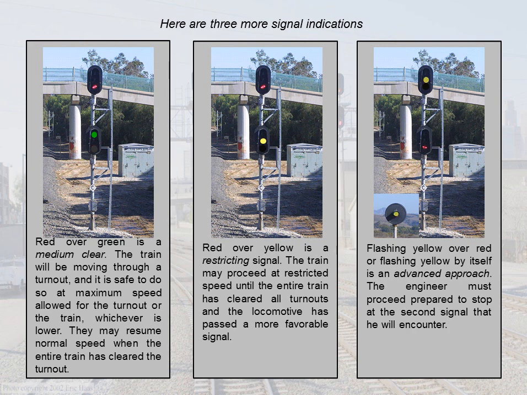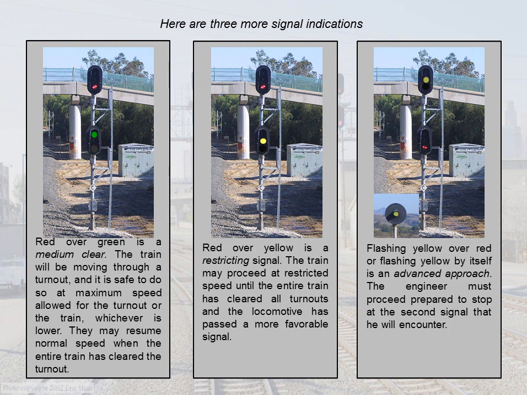Here are 3 more signal indications. Red over green is a medium clear. The train will be moving through a turnout, and it is safe to do so at maximum speed allowed for the turnout or the train, whichever is lower. They may resume normal speed when the entire train has cleared the turnout.